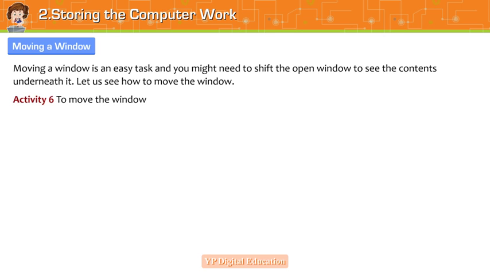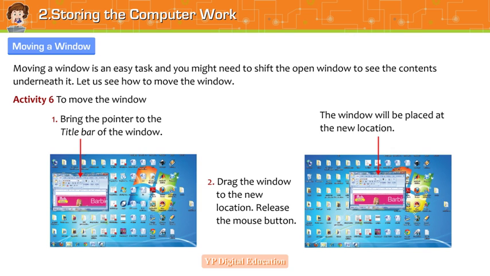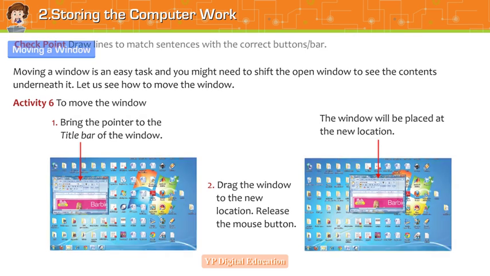Activity 6. To move the window. 1. Bring the pointer to the title bar of the window. 2. Drag the window to the new location. Release the mouse button. The window will be placed at the new location.